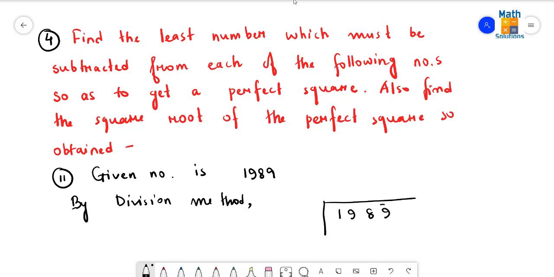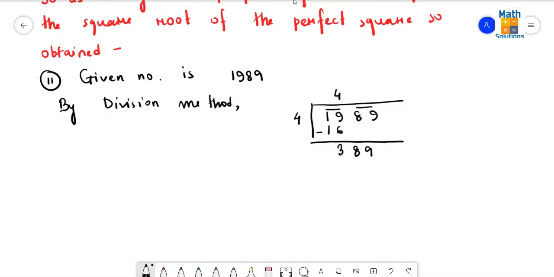1989. Let us do pairing from this end. Before 19, what square number would we get? Of course it is 4. 4 4s are 16, means 16 is the square number obtained just before 19. On doing subtraction, we shall be getting result 3 here. Then 89 in the form of a pair will come down. Then, like the previous questions, we have to double this 4, means 8 will come here.